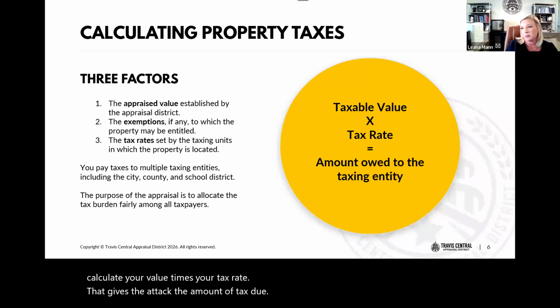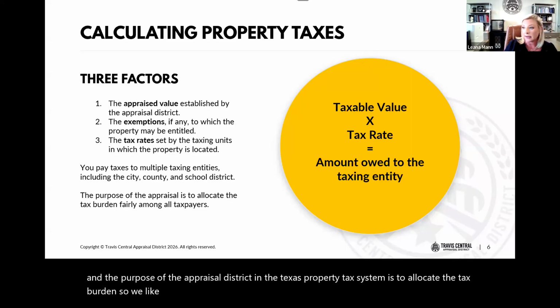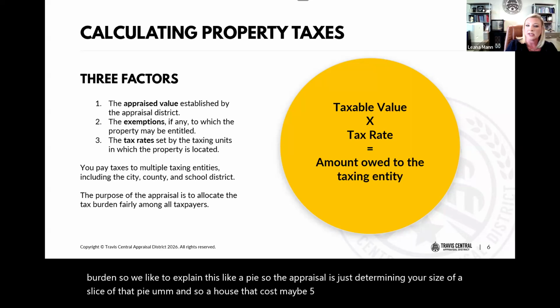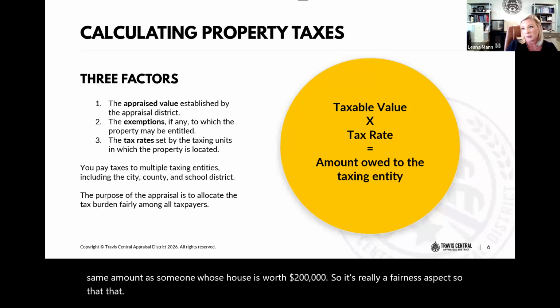And the purpose of the appraisal district in the Texas property tax system is to allocate the tax burden. So we like to explain this like a pie. So the appraisal is just determining your size of a slice of that pie. And so a house that costs maybe $500,000 isn't being taxed the same amount as someone whose house is worth $200,000. So it's really a fairness aspect so that that tax burden is distributed fairly amongst property owners.